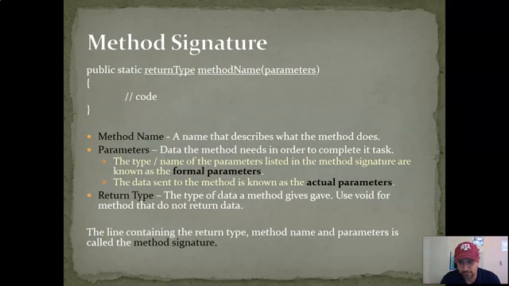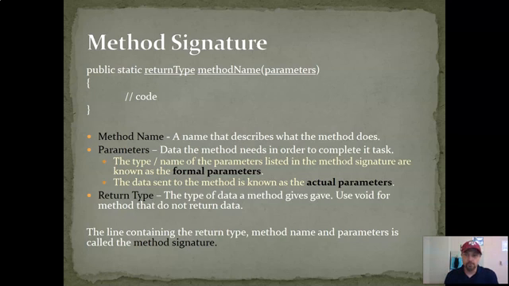Method signature. So it says it down here, but up here: public static return type method name parameters. This is the format of what a method's going to look like. And that very top line of a method, that is the method signature. The curly braces, the code inside, the other curly brace, that's going to be your body of the method, but the method signature is that top line.